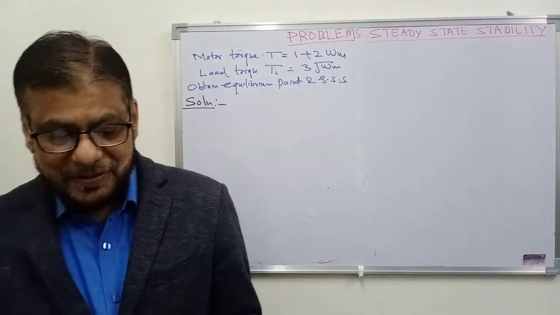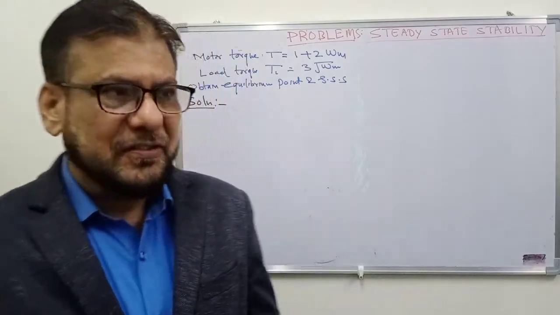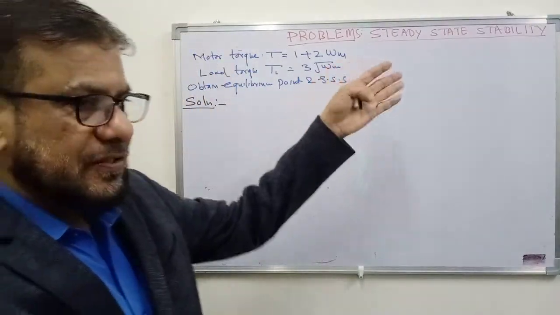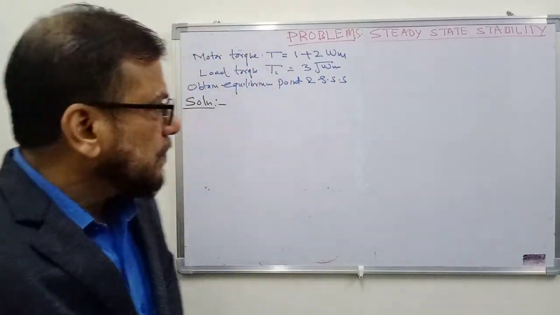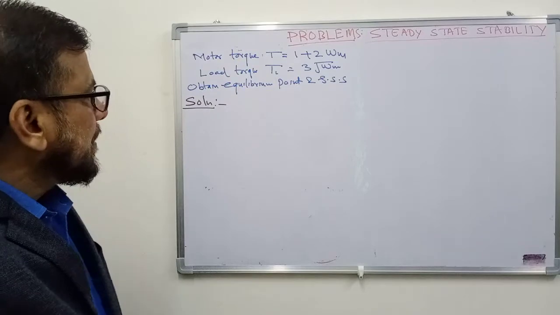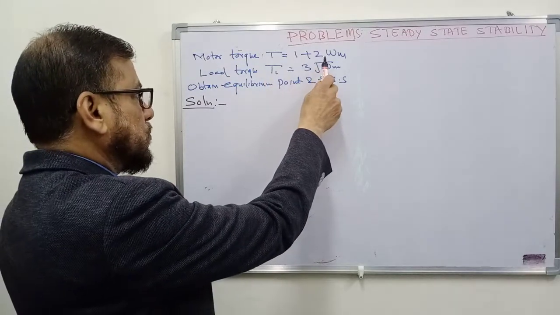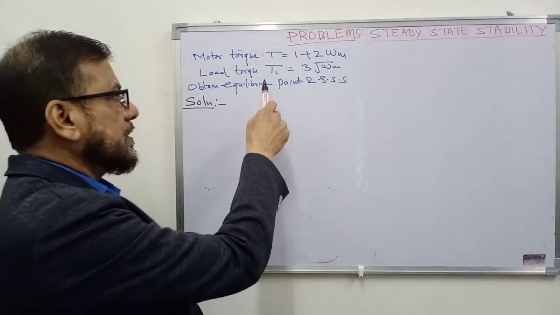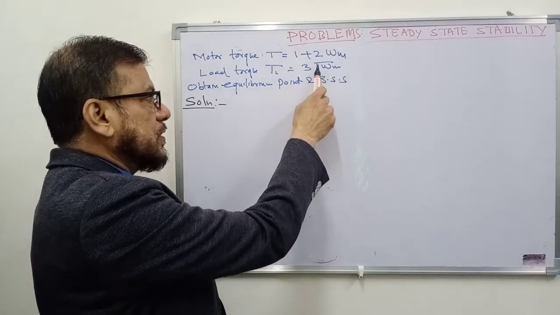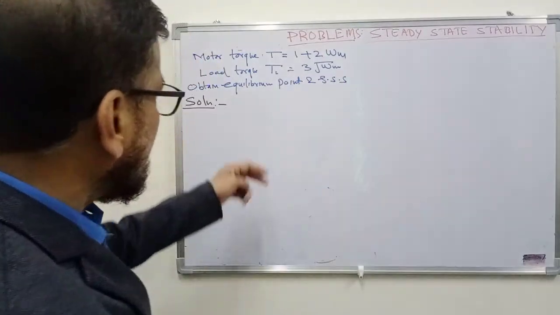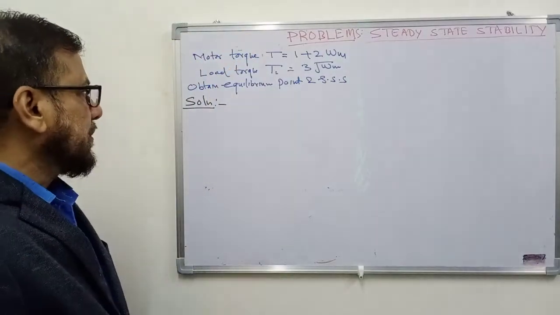Hello students, let us take one problem on steady state stability. The motor torque is given by the equation T equal to 1 plus 2 omega m, where the load torque is given by TL equal to 3 square root of omega m. So these are the motor and load characteristics.